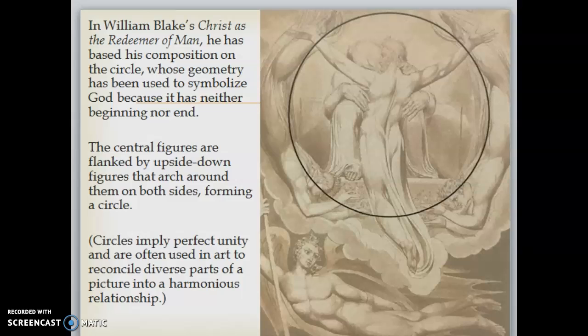In William Blake's Christ as the Redeemer of Man, he has based his composition on the circle, whose geometry has been used to symbolize God because it has neither beginning nor end. The central figures are flanked by upside-down figures that arch around them on both sides, forming a circle. Circles imply perfect unity and are often used in art to reconcile diverse parts of a picture into a harmonious relationship.